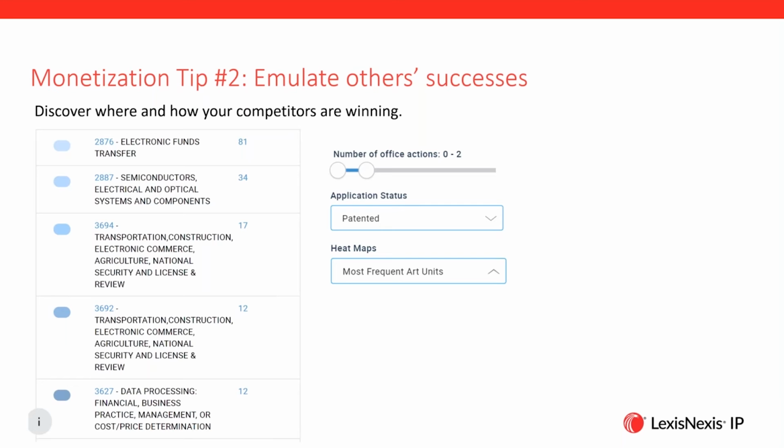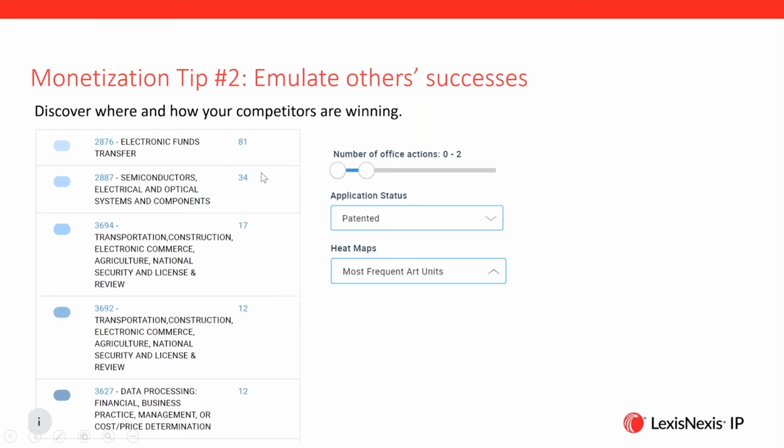So this is another analysis done in the tool, taking any patent portfolio, for example, a competitor's portfolio. You can limit it to look at only patented applications that have had a few number of office actions. So they were patented very quickly. And you can immediately see which art units they're filing in. So in this case, they had 81 applications in 2876, 34 applications in 2887, and so on down the line. And all of these are hyperlinked in the system, so you can actually click on it and see the list of applications that makes up that statistic.